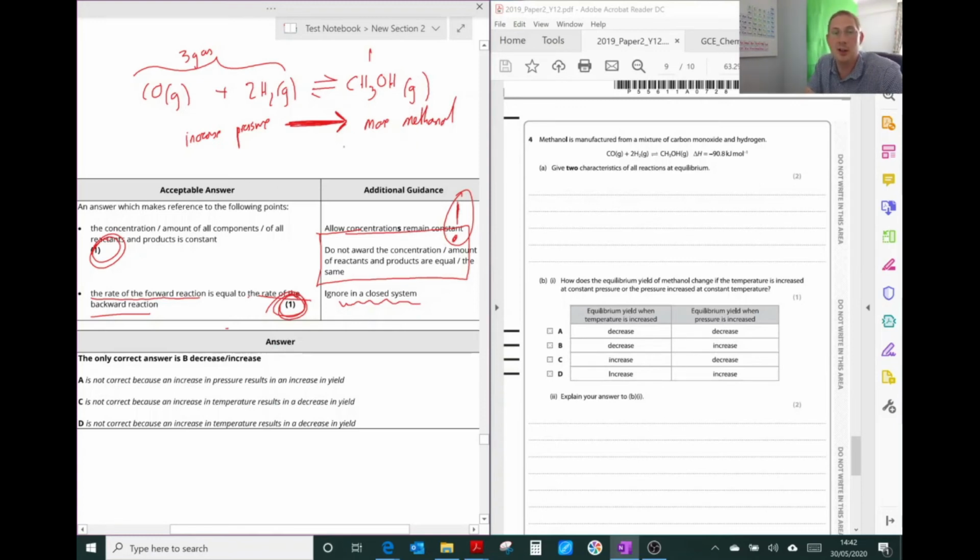What about temperature? Well, if we increase the temperature, the reaction wants to cool down again. How can it do that? It can go in the endothermic direction to take in that extra heat energy that we supplied. So if we increase temperature, it wants to go in the endothermic direction, suck in that extra thermal energy we supplied. It will go that way, so there will be less methanol. And that corresponds to a decrease when the temperature is increased, but an increase when the pressure is increased. In other words, B.